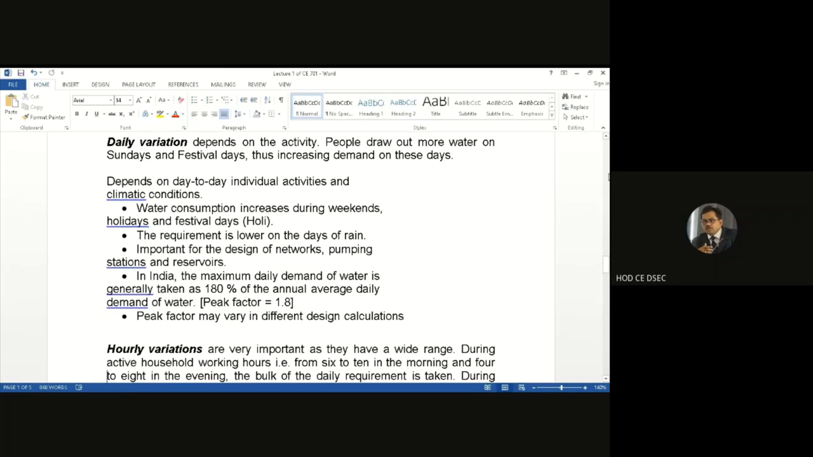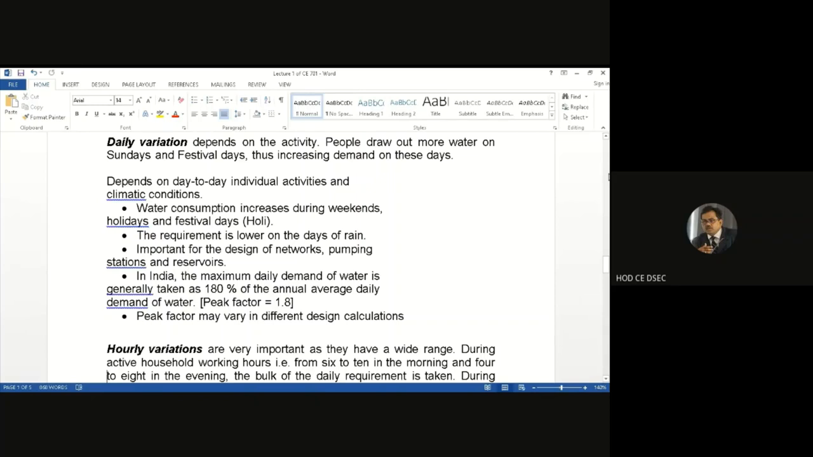What is the factor for maximum daily demand of water? This question may be asked in the MCQ. So you have to keep these factors in memory: that maximum daily demand of water is generally taken as 180% of the annual average daily demand.